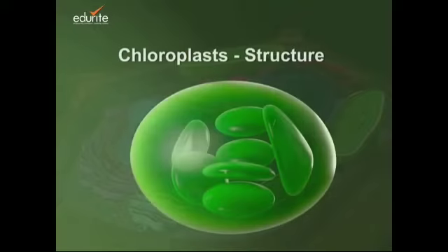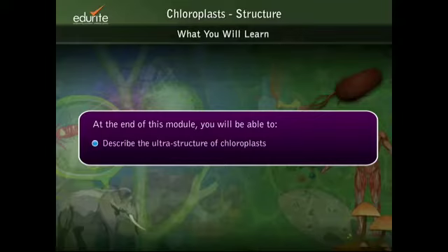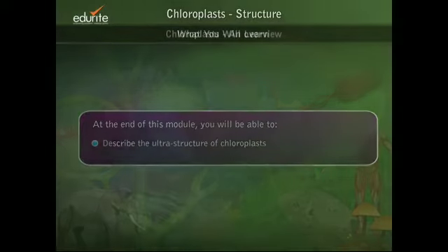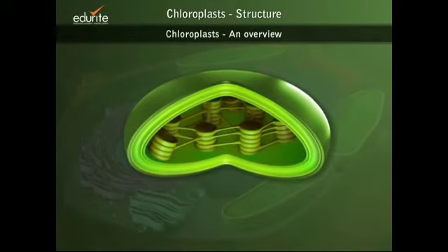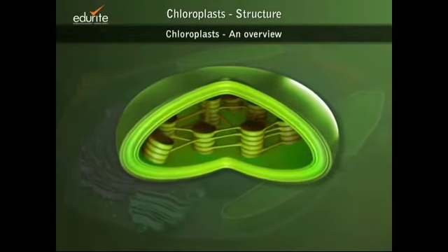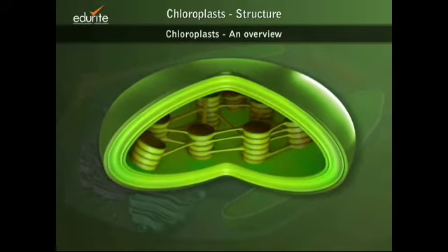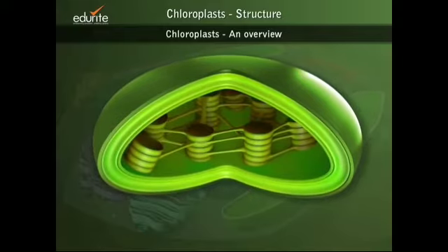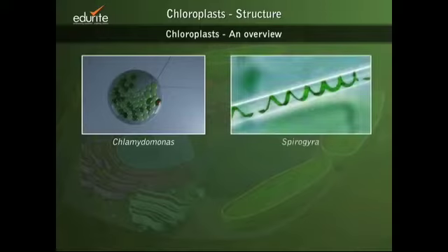The next topic is structure of chloroplast. Chloroplasts are green plastids containing the green pigment called chlorophyll. Chloroplasts are oval-shaped organelles having a diameter of 2 to 10 micrometer and a thickness of 1 to 2 micrometer. The parts. First one, envelope. The chloroplast envelope has outer and inner membranes which are separated by intermembrane space.